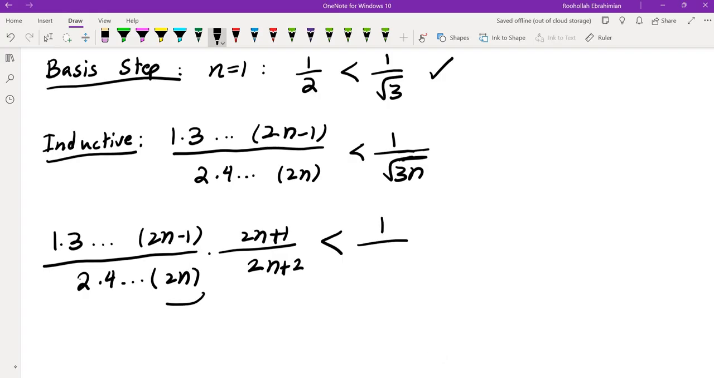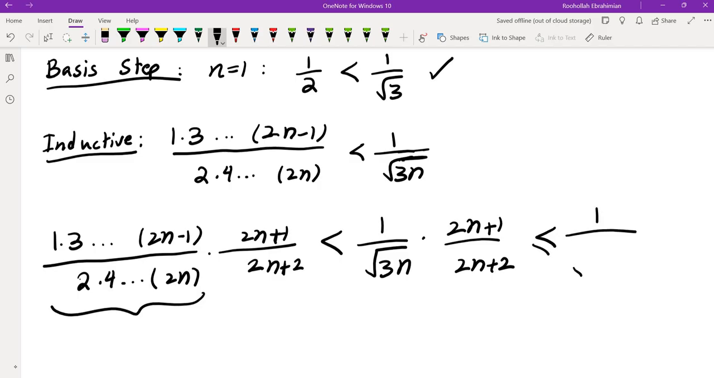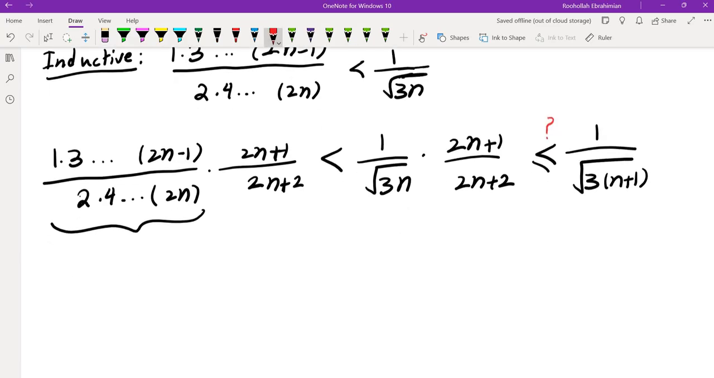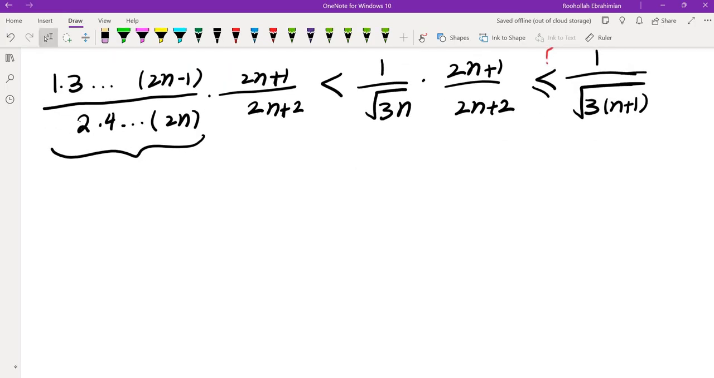So let's first write down this one as less than 1 over root 3n, and then keep the rest of it. And what we want to show is that this is less than or equal to 1 over root 3 times (n plus 1). Now we don't know this inequality. We want to prove this one. If this inequality, that I put a question mark on top of, is valid, then the original inequality is going to be proved. So let's simplify this to see what we get.